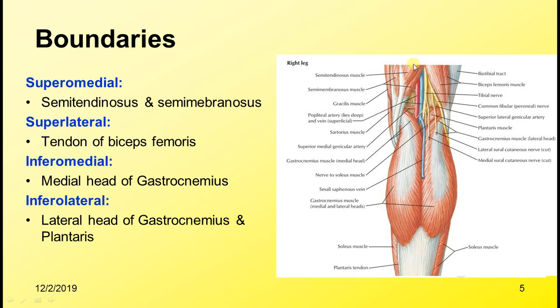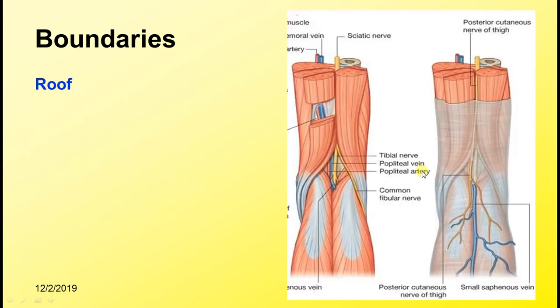The other way is to look for the tendons of semitendinosus and semimembranosus. They will always be together. One is half membranous and the other one is half tendinous. So these are the four boundaries. Two heads of gastrocnemius, biceps femoris, semitendinosus and semimembranosus form the four walls of the popliteal fossa. Roof.